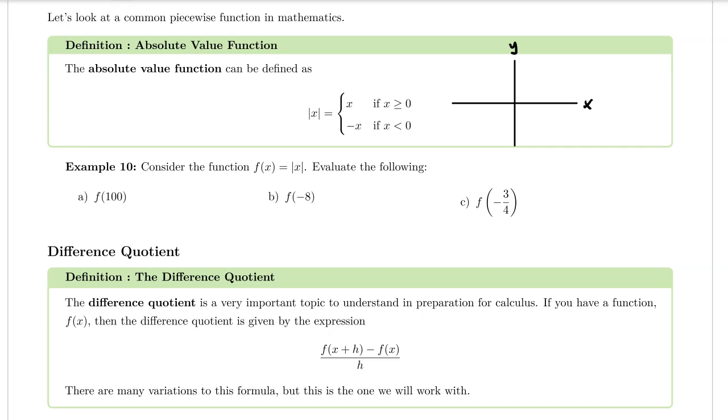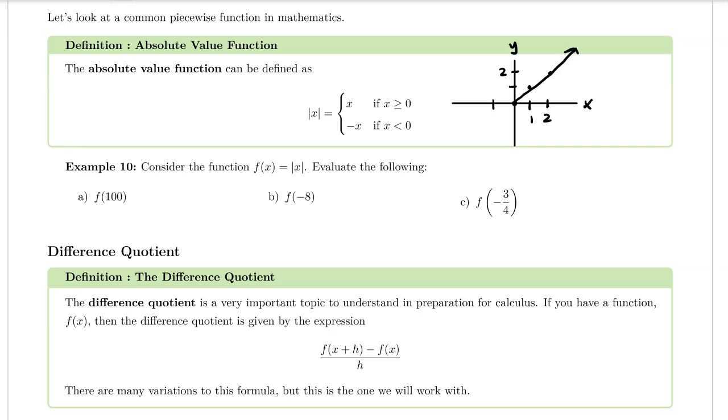If my input is 0, then my output would be 0. If my input was 1, then my output would be positive 1. If my input was positive 2, then my output would be positive 2. And if I continued on, it would form a line like that.